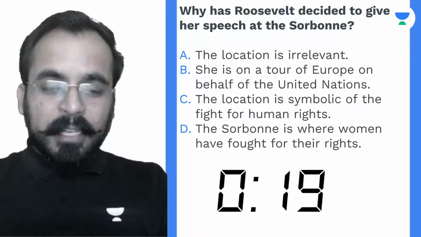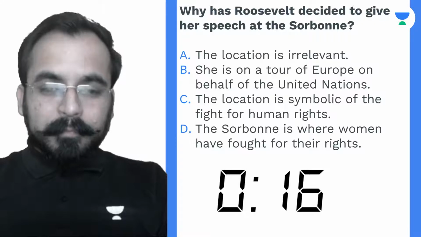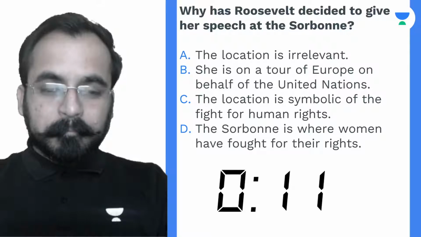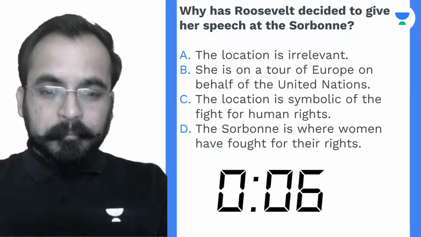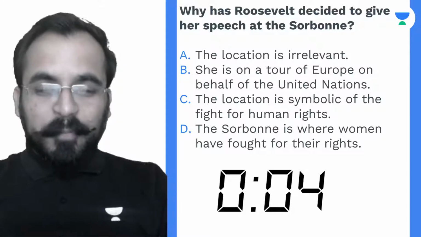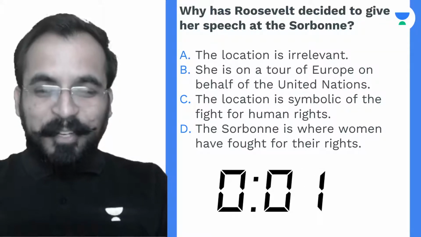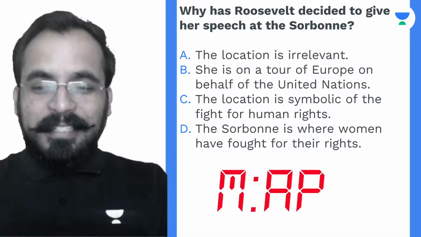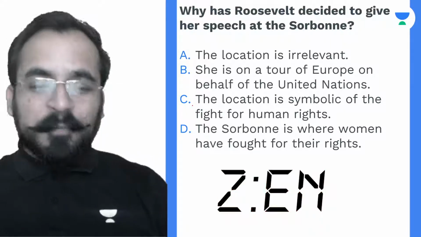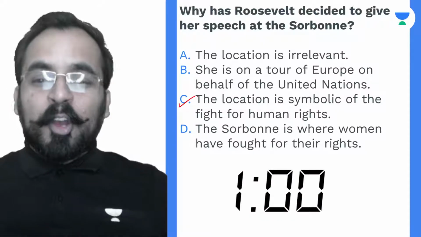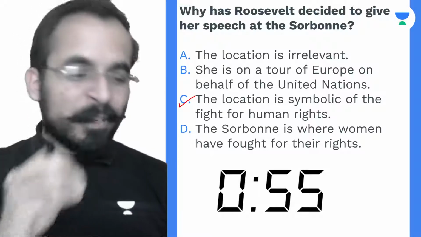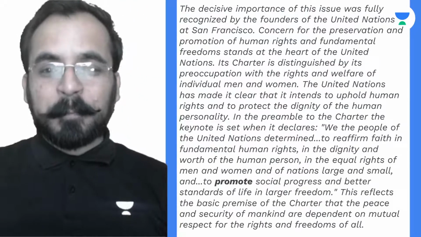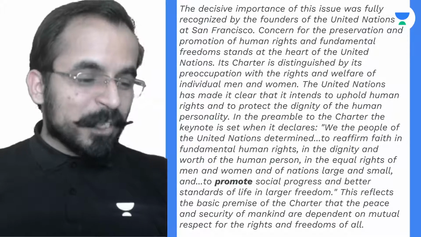Hi Gracie, good evening. Correct, Umar, very nice. Very good. So the correct answer for this is C, because France is symbolic of the fight for human rights. The origins can be traced back to France, right? Absolutely. Let's move on to the second part of the speech.